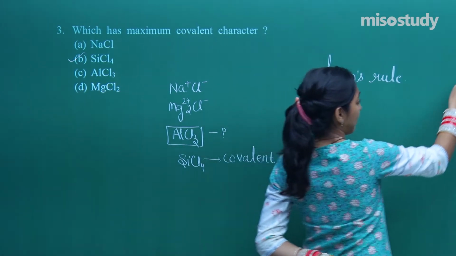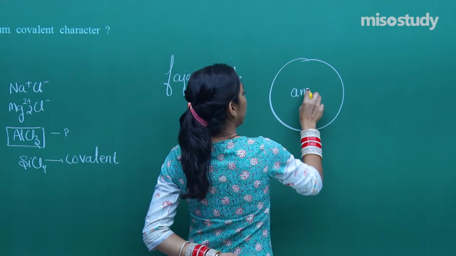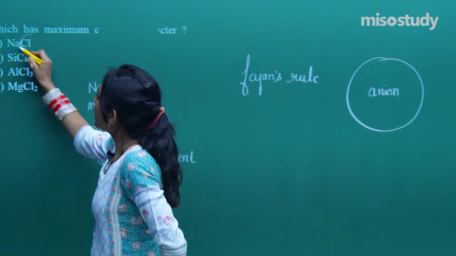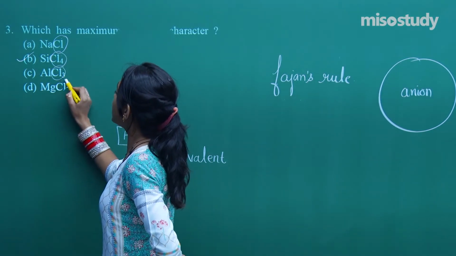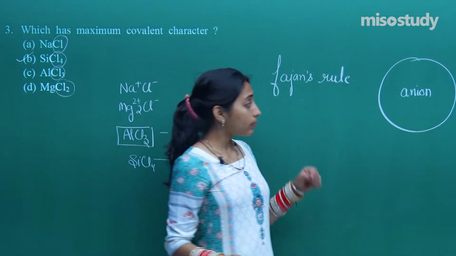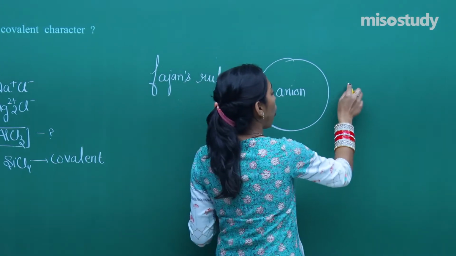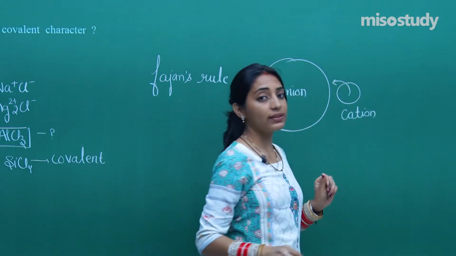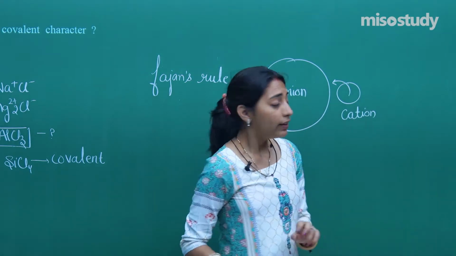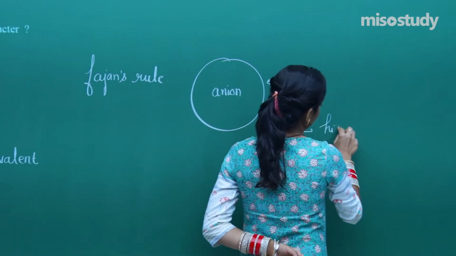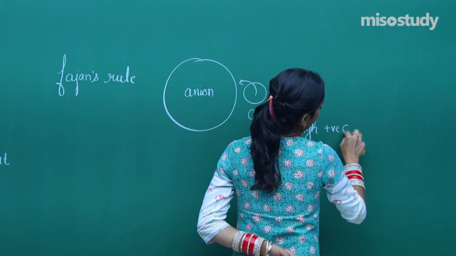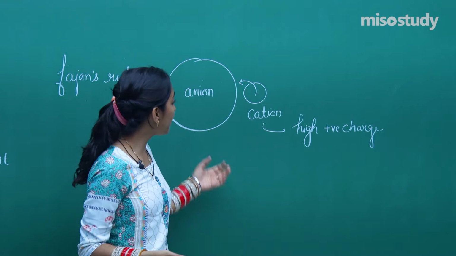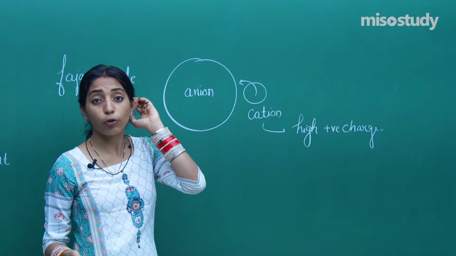So Fajans' rule says that if the anion is the same, so in all the cases NaCl, Cl minus, Cl minus, Cl minus, Cl minus, then it totally depends on the cation which is going to come and influence the electron cloud around the anion. So if this cation has a high positive charge, then it can easily influence the symmetrical electronic cloud of the anion.